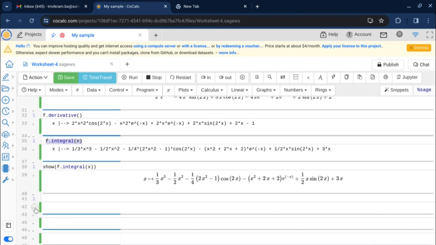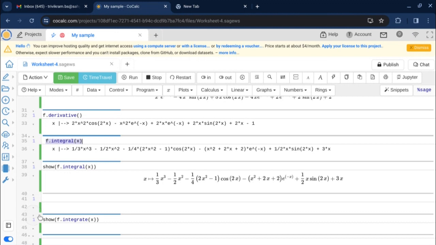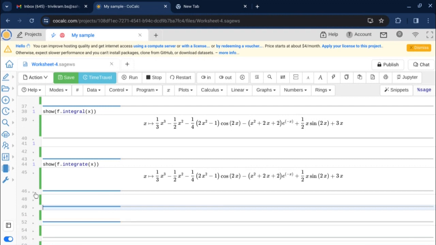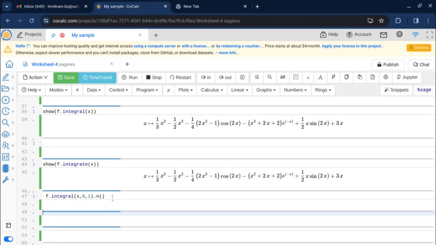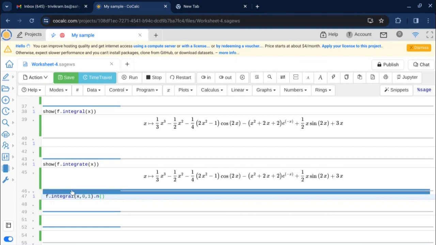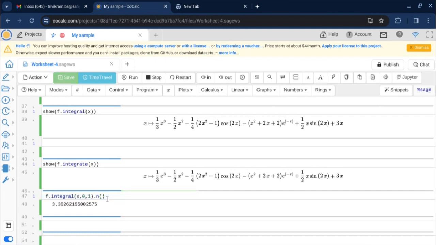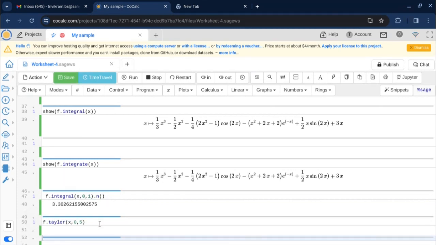Now this is also one more way of integrating this. Now I want to write it as a definite integral. So f dot integral from 0 to 1 in numerical manner. Let us see the definite integral of the function. Directly it will give the solution as 3 point something.